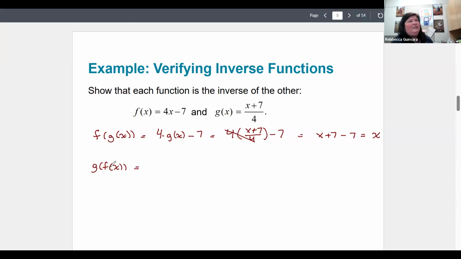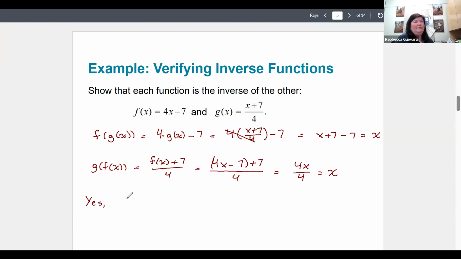So we have g composed with f. So we got g on the outside, so x plus 7 over 4. We know we replace our x with f of x. So it's f of x plus 7 over 4. And we know f of x is 4x minus 7. So we got 4x minus 7 plus 7 over 4. So we're going to do our operations again. It's just we're doing them in a different order because we're going to have this minus 7, this plus 7 are going to cancel, leaving me with 4x over 4. My 4s cancel, leaving me with just x.